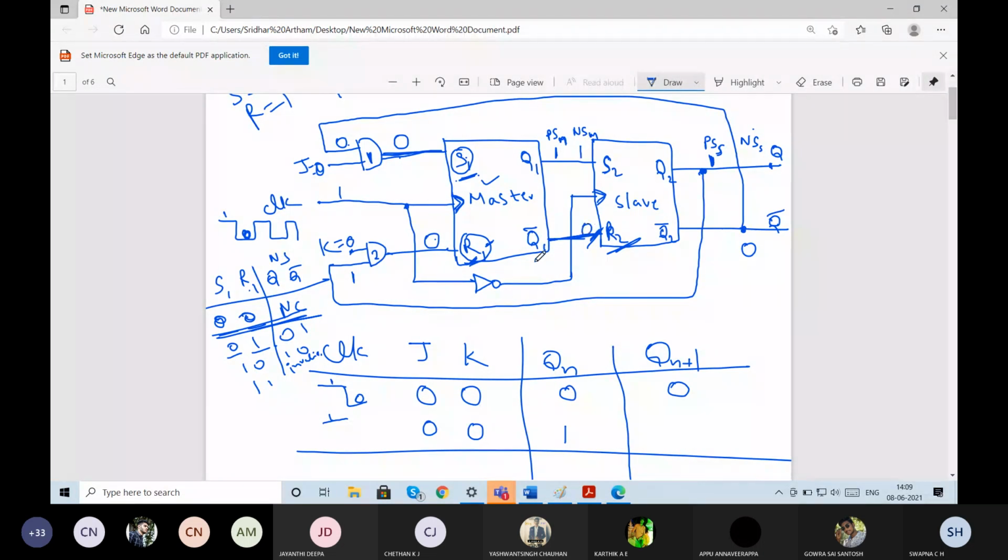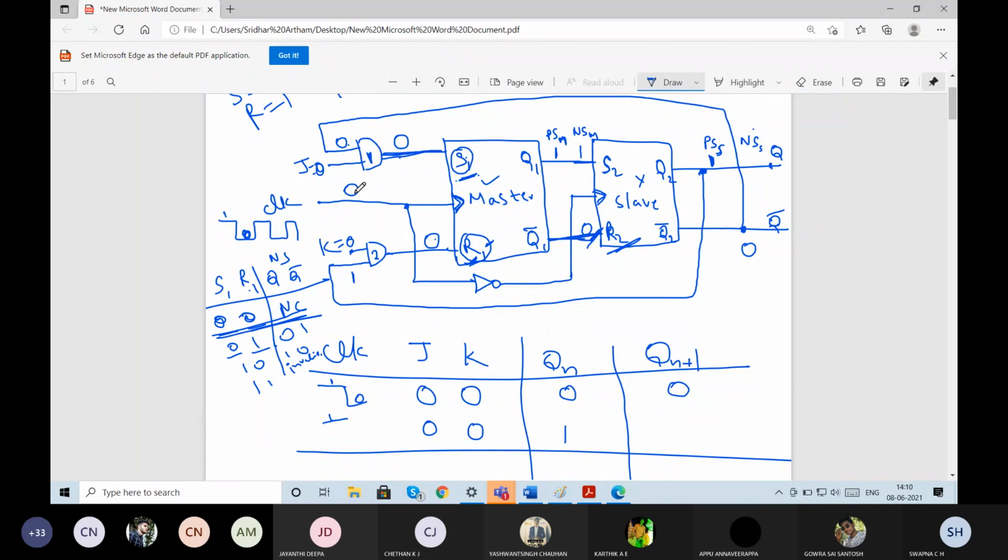Okay, so now coming to the slave, it has got 0 as the clock. Okay, so this will be inactive. So whatever values you give here, this will not change the output of the slave. Okay, it will not change the output of slave now. Okay, now what I'll do, instead of clock 0, I'll give clock 1. Instead of clock 1, I'll give clock 0.